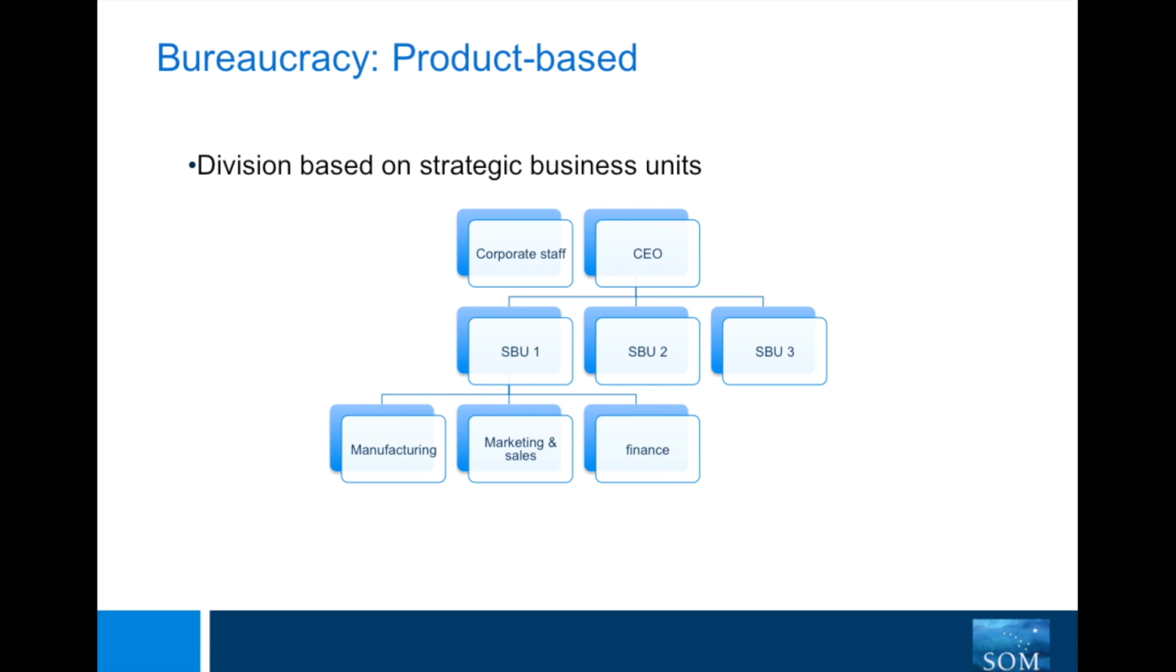You can also have a bureaucracy that's divided up based on products as opposed to functions or geographies. Here's an example of a product-based division. You see SBU stands for Strategic Business Unit there, so each strategic business unit might represent a product or group of products.